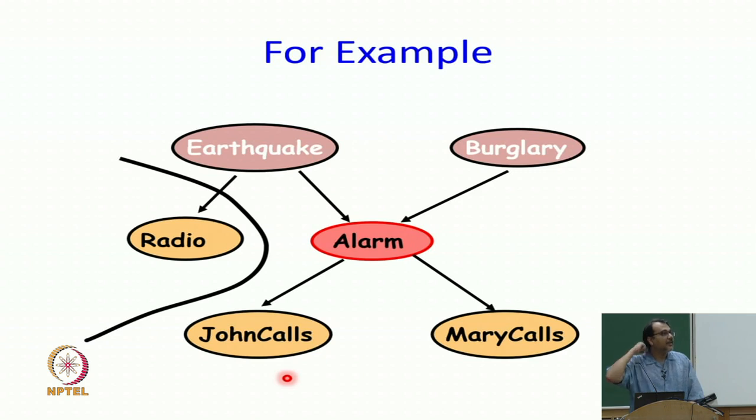If I knew about radio, that there is a news, the probability of earthquake has increased, but I already know earthquake. No, we do not know about alarm. So, again, that is very important. What is given to us?